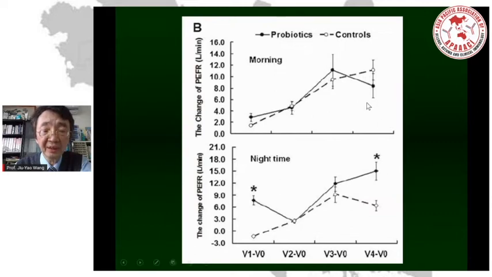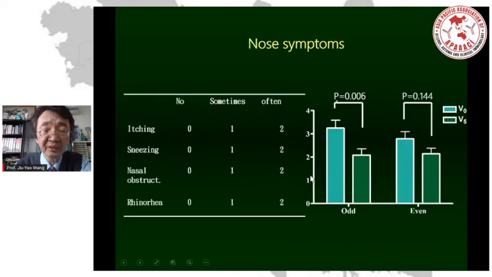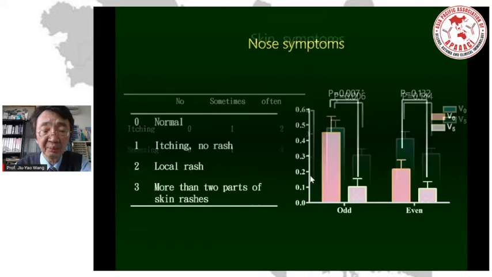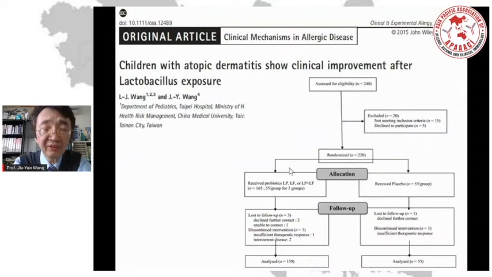You can see the probiotic group somewhat decreased nighttime asthma symptoms, and also other mucosal allergy symptoms, like eye symptoms and allergic rhinitis. In the probiotic group, they had a significant decrease in allergic rhinitis symptoms after 2 months of treatment. And especially, we found it very interesting for the itching symptom: in these subjects, there was a dramatic improvement and a decrease in allergy symptoms.